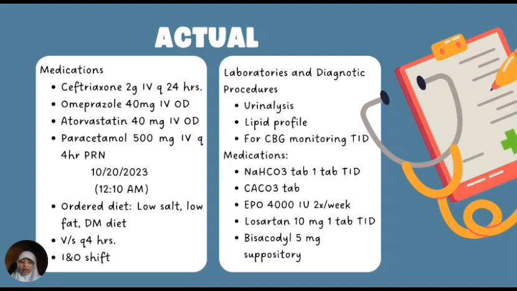Next, we have losartan 10 milligrams, 1 tab twice a day. So losartan is an angiotensin 2 receptor blocker. So it is used to manage high blood pressure and relax blood vessels. Next, we have bisacodyl 5 milligram suppository. So it is a laxative used to relieve constipation. It will help stimulate bowel movements.